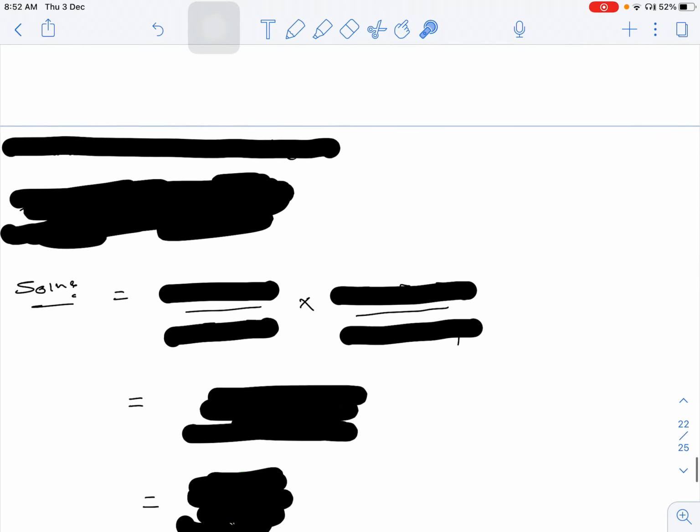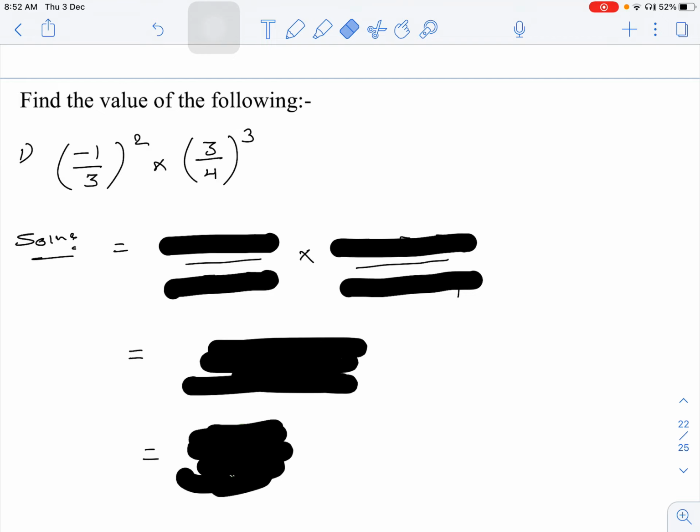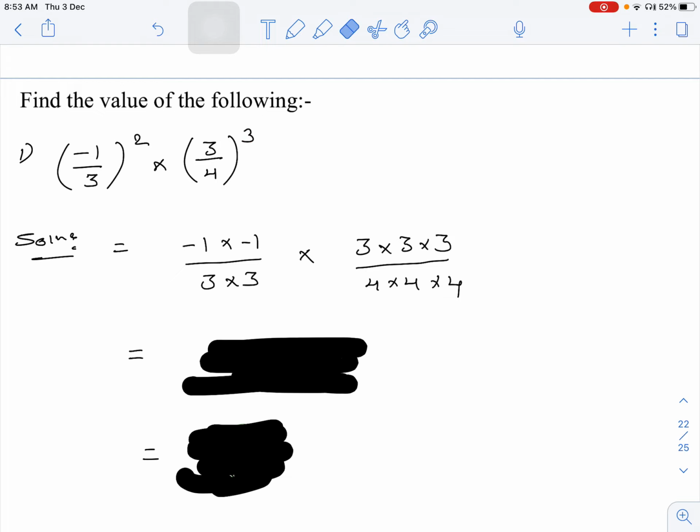Now let us see our next example. Now here it is given to find the value of the following. So here we have (-1/2)^2 into (3/4)^3. Again same condition. Now (-1/2)^2 means -1 will multiply 2 times and 2 will also multiply 2 times. Here (3/4)^3 means 3 will multiply 3 times, 4 will also multiply 3 times. So we get it in this way.